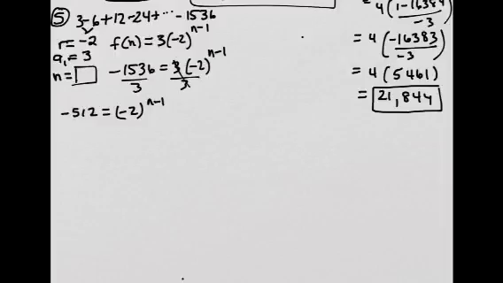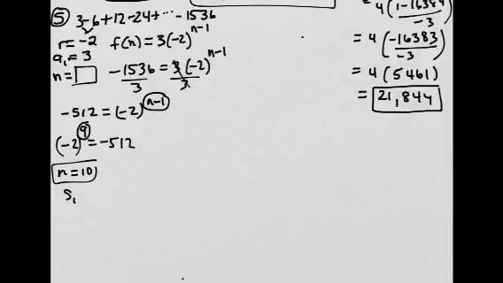So I tried several numbers, and what works, negative 2 to the ninth power gives you negative 512. Okay? So that means that n minus 1 equals 9. So that means that n is 10. That's the number of terms that we're adding together.